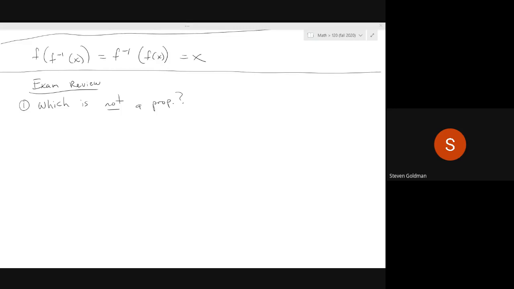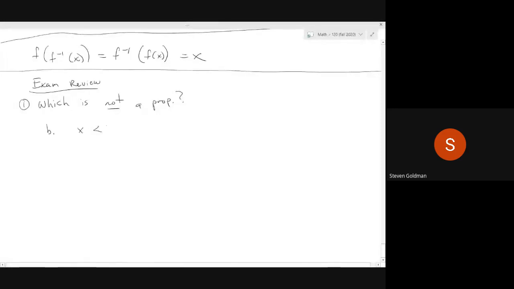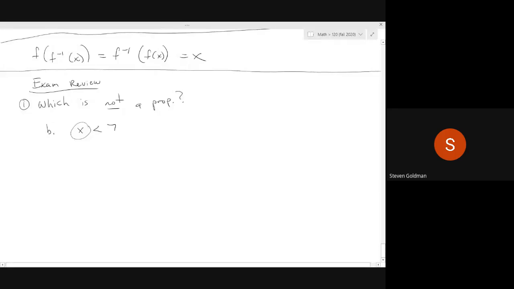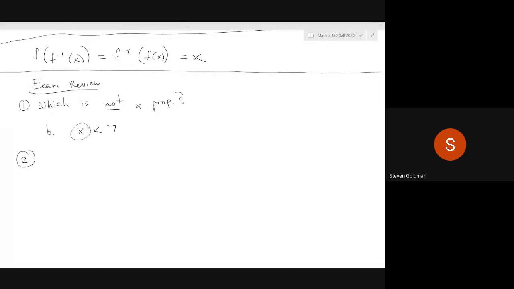C is the statement 1 is greater than 2. That's a proposition, even though it's false. Propositions can be true or false. And D is the statement 10 minus 2 is 8. That's a proposition, and that's true. So the answer for number 1 was B. Anytime you are given a statement with a variable and I don't give you a domain for the variable, that is not a proposition. So that was question 1.